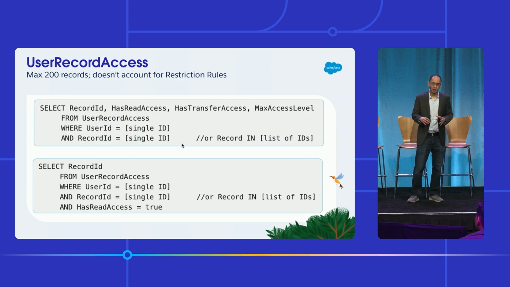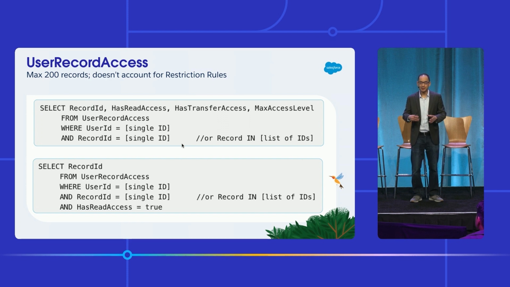Now, I also want to show you the user record access API. This one is a bit different. It's not the same as the sharing hierarchy lightning action in the sense that it just tells you the access for a user and a bunch of records, right? So you can query at most 200 at one time.